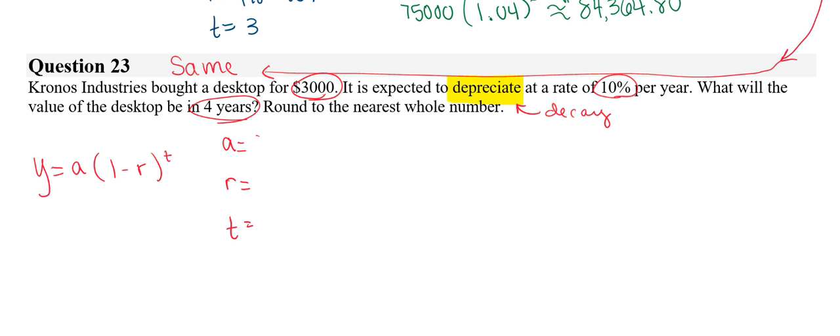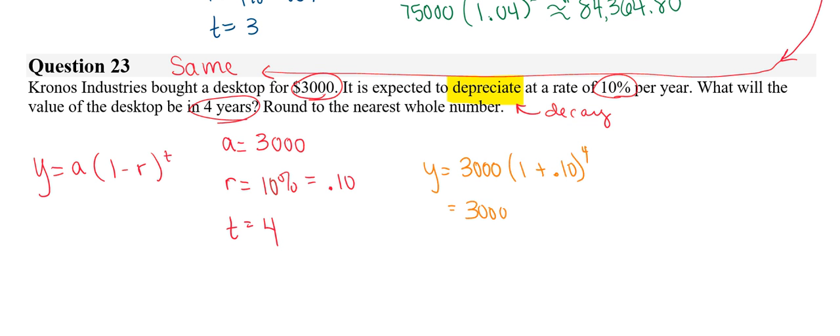Dollar amount 3,000, that has to be the initial. 4 years, that's the time. 10%, which is 0.10 as a decimal. So we've got y equals 3,000 times (1 plus 0.10) to the 4. Oh, whoopsie, I put a plus in there. It's not plus, it's decay. 1 minus 0.10, which is 0.90 to the 4th. That's approximately, okay, I got $1,968.30.